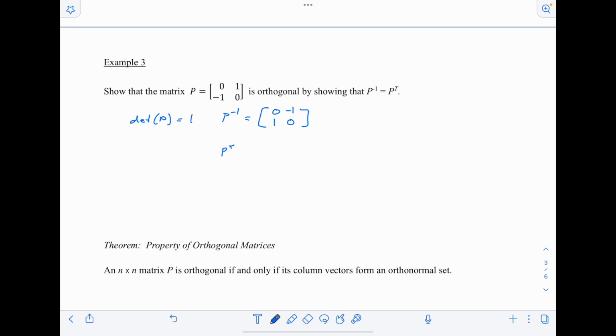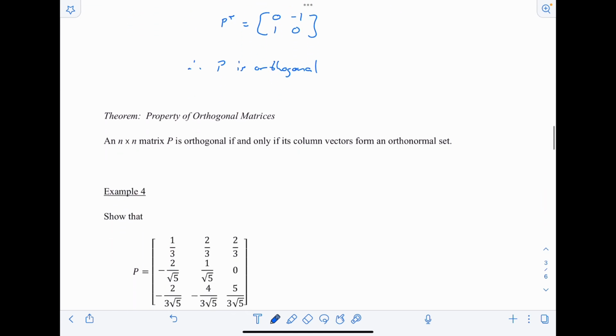The transpose: row 1 becomes column 1, row 2 becomes column 2, and these are obviously the same matrices, therefore P is orthogonal. So that's all there is to it, just showing that its inverse and its transpose are the same. You could obviously just use a calculator, especially if this is a 3 by 3 or a 4 by 4. I would just plug it into a calculator, calculate the inverse, calculate the transpose, see that they're the same. You know that it's an orthogonal matrix.